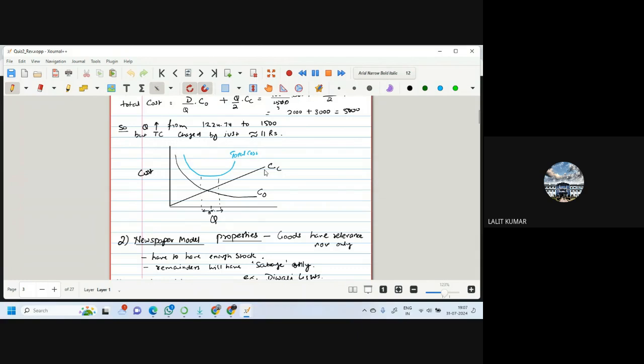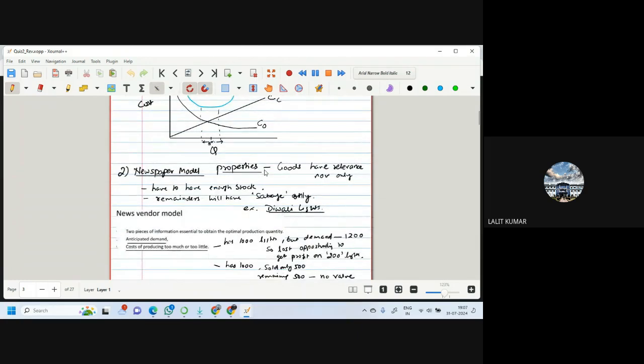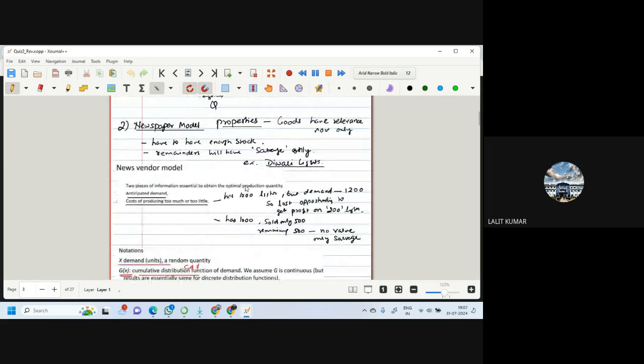Again, from these formulas, if we remember them and the concept, we can arrive at the solution. So this was the EOQ model. The second model covered in week 5 was the newspaper model, or the Diwali lights example which he gave, where those goods have relevance on that day only, when they are in high demand. If we don't have that item, then there are two things here. There are two pieces of information essential to obtain the optimal production quantity. One is the anticipated demand, which comes from a distribution, like normal or uniform distribution.